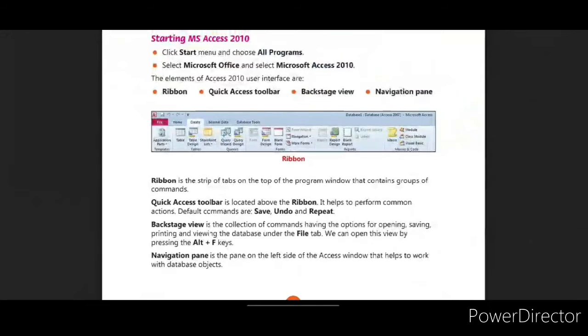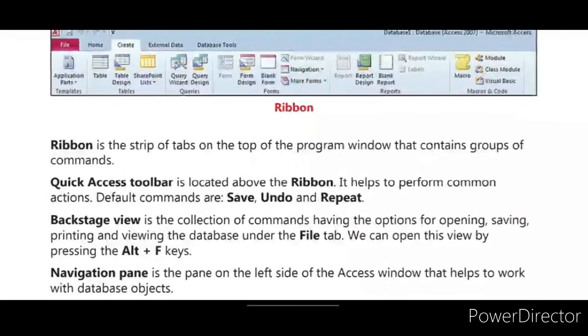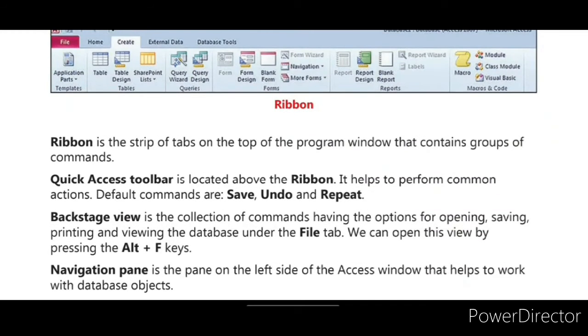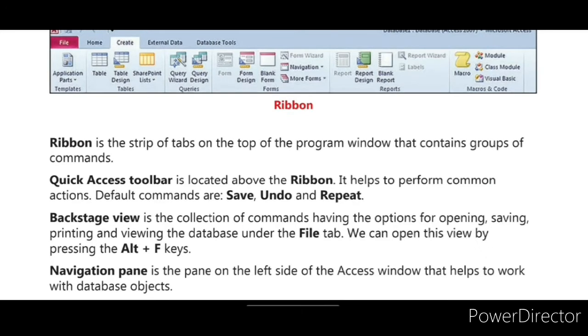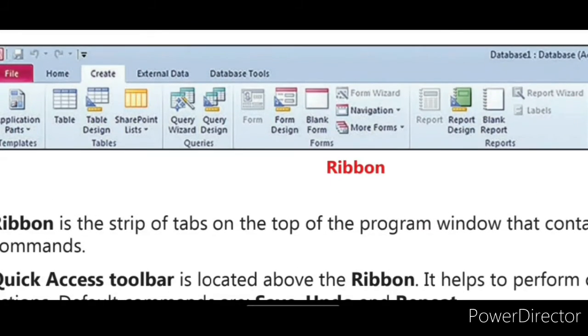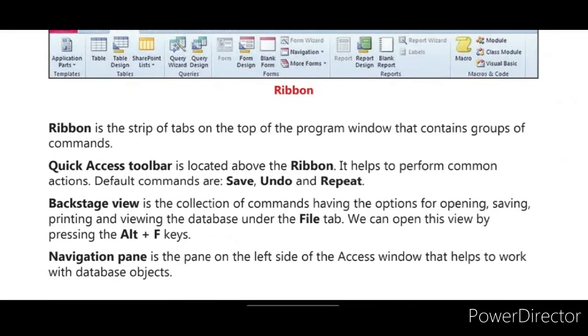What is backstage view? Backstage view is the collection of commands having the options for opening, saving, printing and viewing the database under the file tab. Where does it appear? It appears under the file tab. See here, you can see the file tab, right? Under this file tab, Backstage View contains options like open, save, print and view. The shortcut is Alt plus F keys.